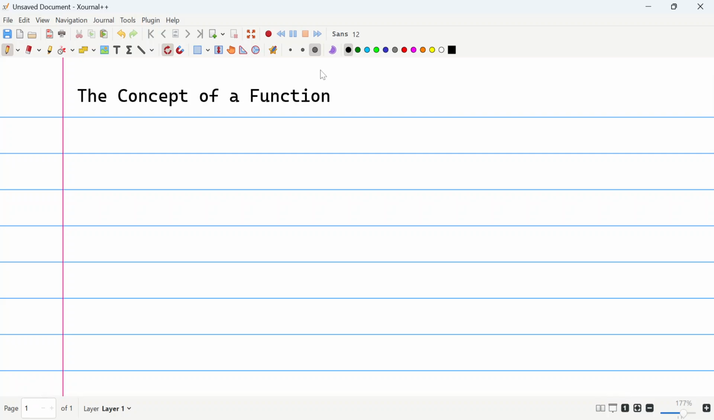Hello everybody. In this video, we are going to be dealing with the concept of a function. Now, when we're talking about functions, we are trying to say that with every input, there should be an output. So if I were to look at it in terms of mathematics, we would look at functions on a Cartesian plane, okay?